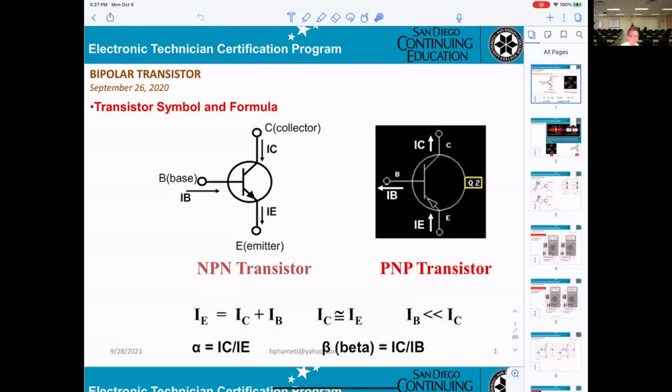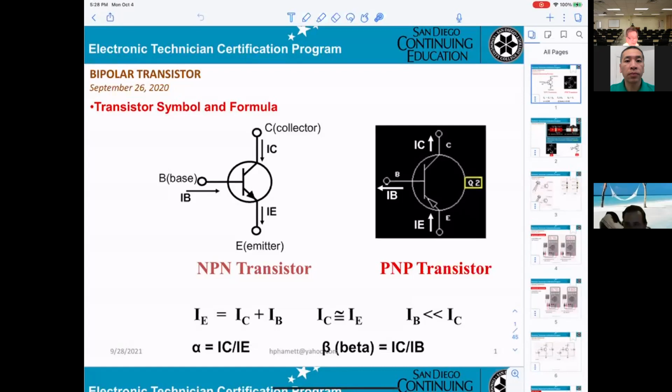Okay, when you see the transistor, you have to know which one is the base, collector, or emitter, and also how the current flows in NPN and PNP. For NPN, IB coming in, IC in, IE out. For PNP, IB leaving out, IC leaving, IE coming in.